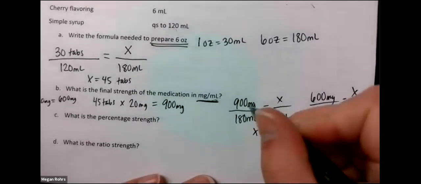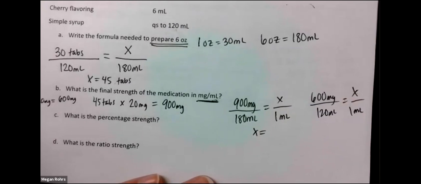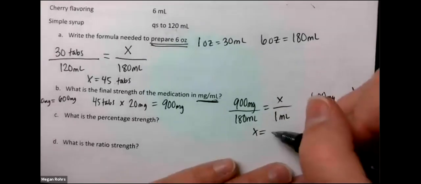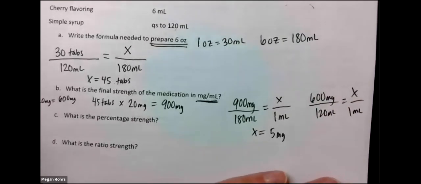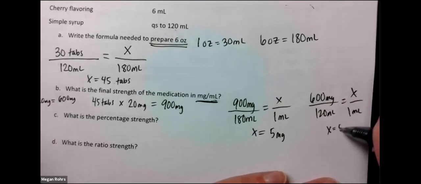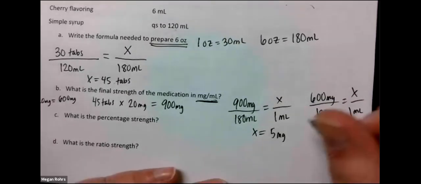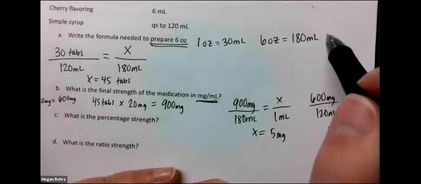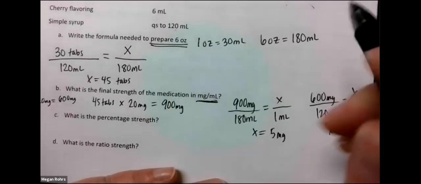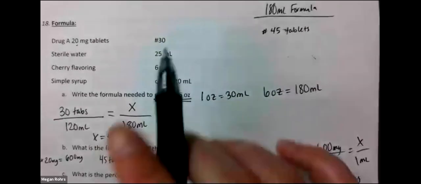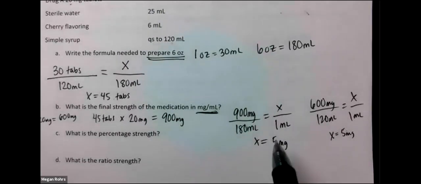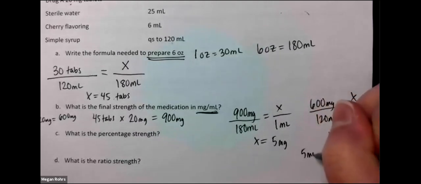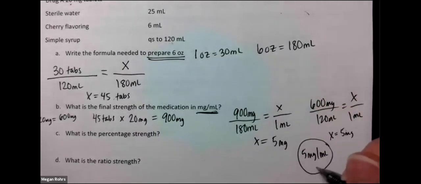So X, if we take 900 divided by 180, that gives me 5. And then also if we take 600 divided by 120, that also gives me 5. So my strength is not going to change between formulas. I'm just adjusting the formula to make a new quantity here. So my strength in milligrams per mil would be 5 milligrams per milliliter.